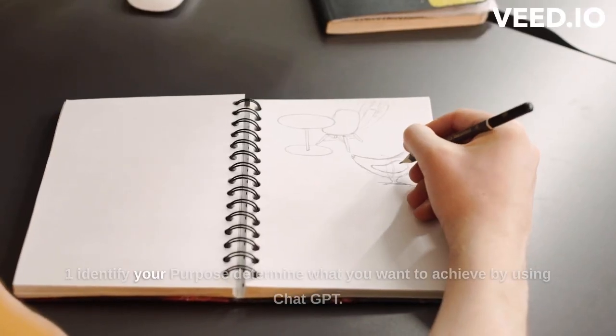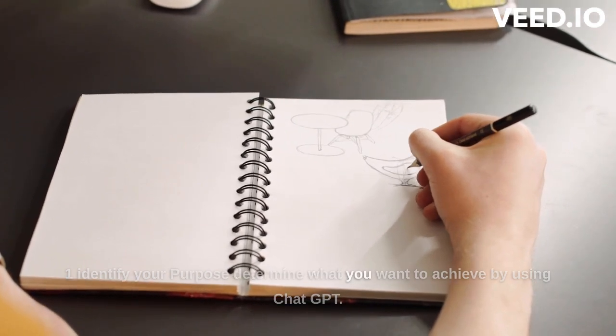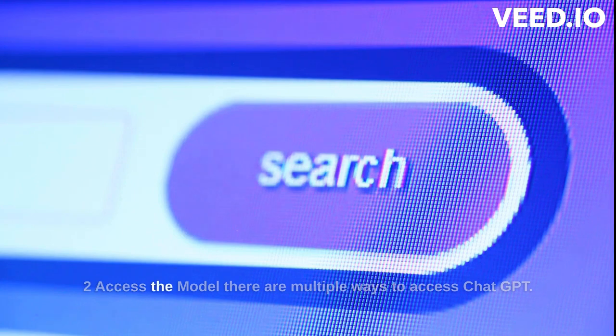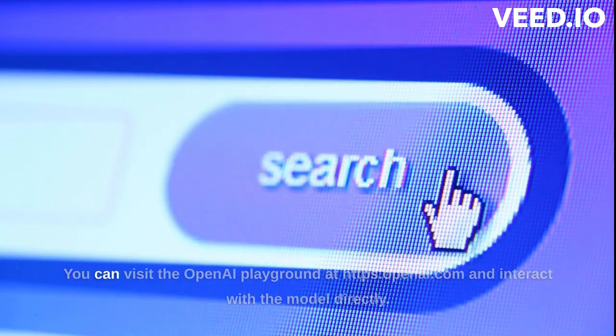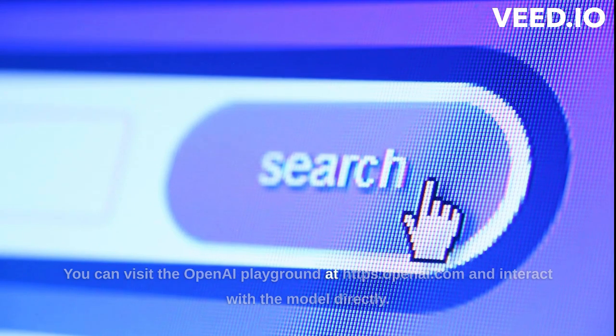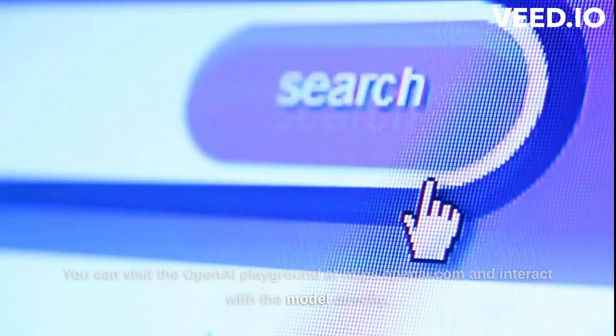1. Identify your purpose. Determine what you want to achieve by using ChatGPT. 2. Access the model. There are multiple ways to access ChatGPT. You can visit the OpenAI Playground at https://play.openai.com and interact with the model directly.